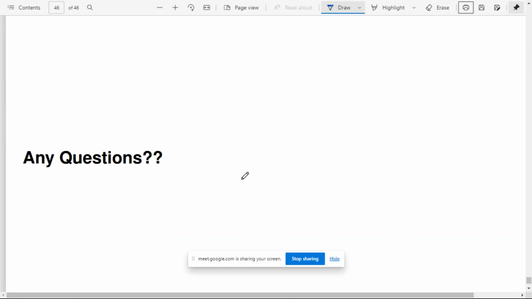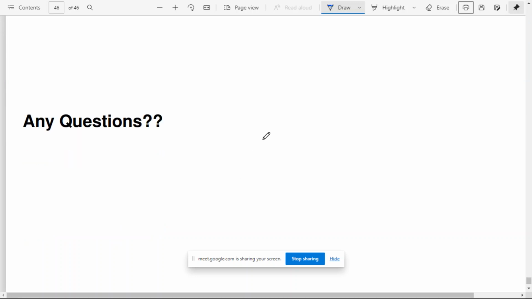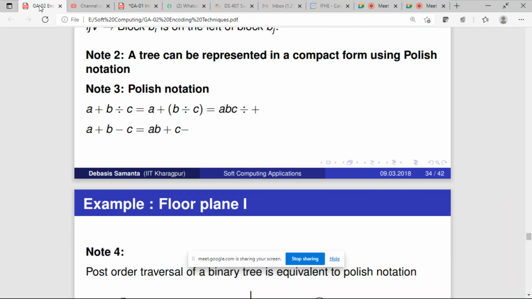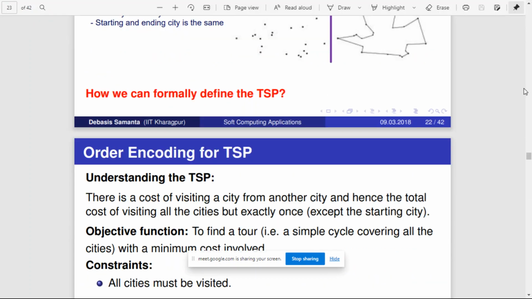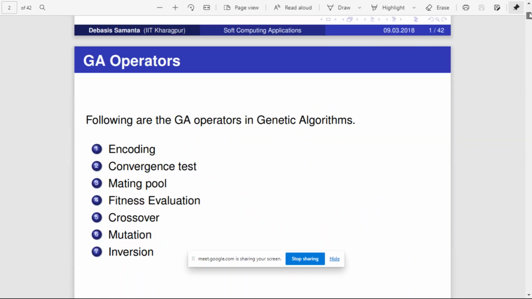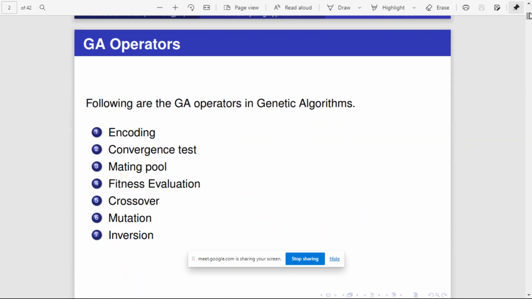So this is the introduction to genetic algorithm, right? With this we'll move to the next topic. Here we'll be discussing genetic algorithm operations. So in this lecture we'll be discussing the operations in genetic algorithm. In the last lecture we discussed the basic working of genetic algorithm.